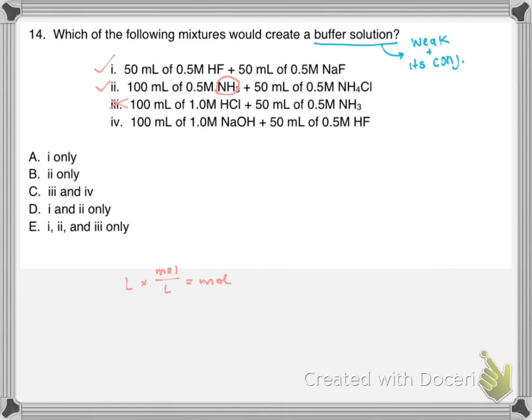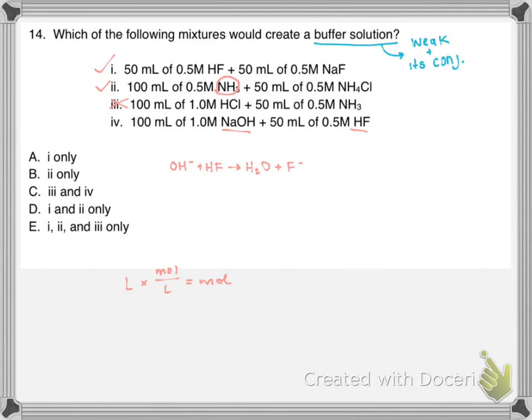For the last one, we're going to use the same kind of logic as we did before, because here we have a strong base reacting with a weak acid. So we'll have OH minus from our strong base reacting with the weak acid, completely reacting to form water and F minus.